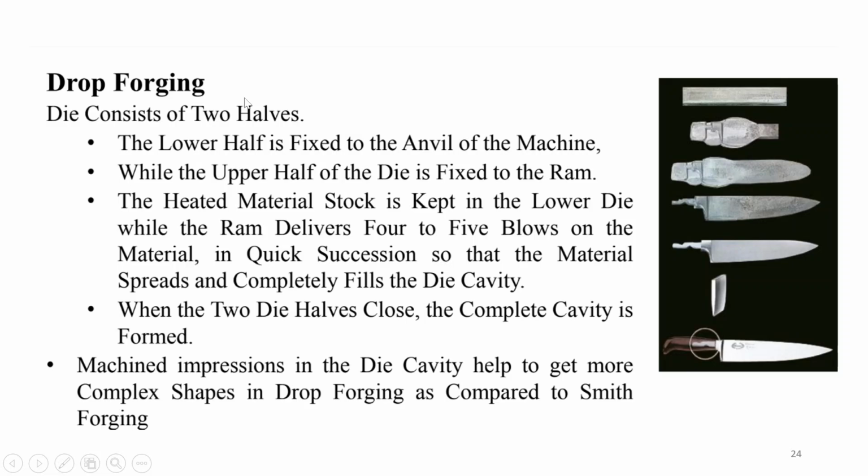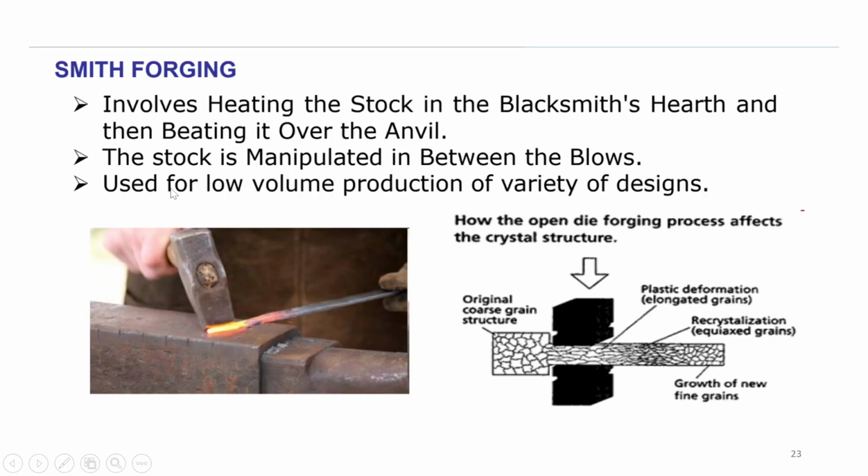Next is drop forging. By increasing the length of the grains, the tensile strength increases, but there will be lower strength in the lateral direction. More strength will be in which direction depends on the grain size.